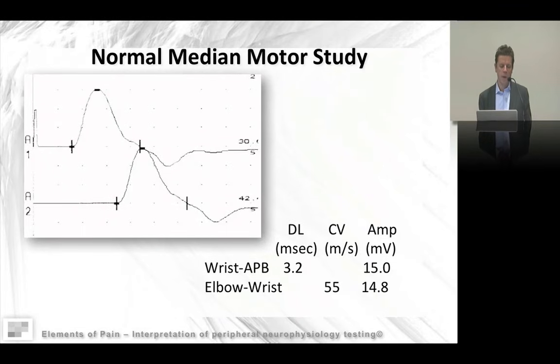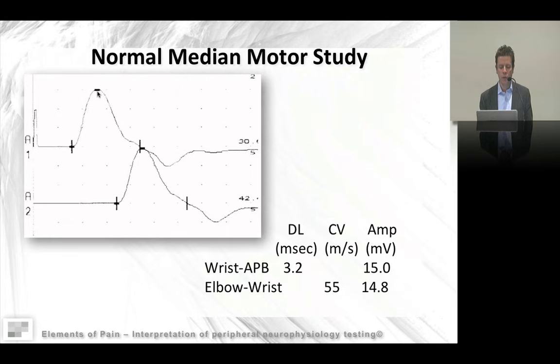So this is a normal median motor study, similar to the example shown before. And the parameters, as mentioned before, the distal motor latency is the time taken to this point here. In this case, it's 3.2 milliseconds, which is very normal. Anything less than 4.5 is normal.